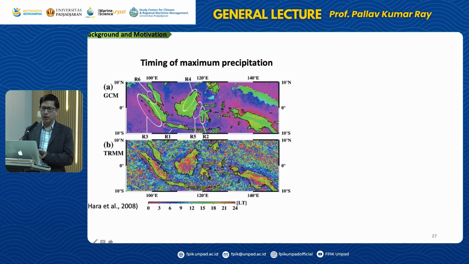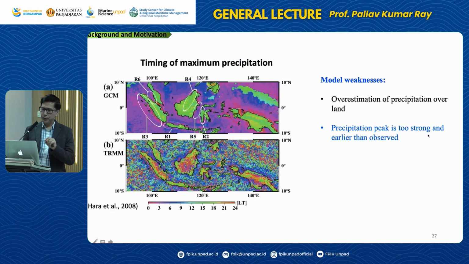So TRMM is all red if you look at it, and here it's all green. So that means the model is actually producing rain much earlier. So there are major model weaknesses. For example, there is overestimation of precipitation over land, which I didn't show here.